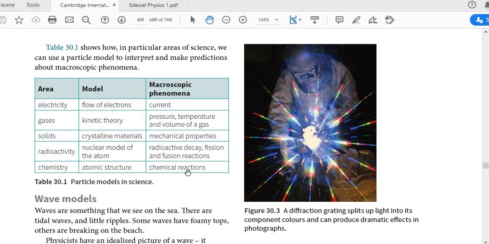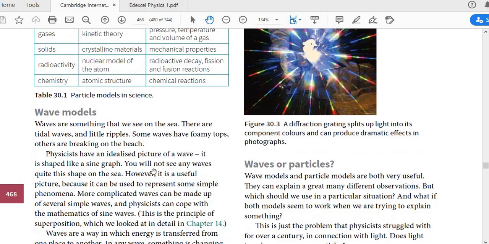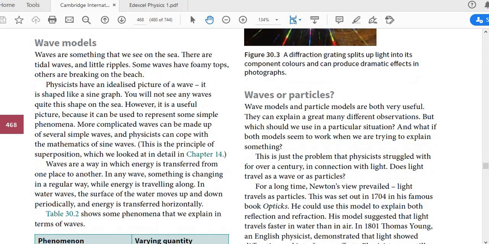Chemistry, atomic structure, chemical reactions. So you can see these things, or you can feel something at the macroscopic level. Particle models in science. Then wave models.